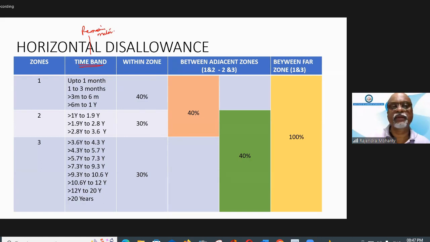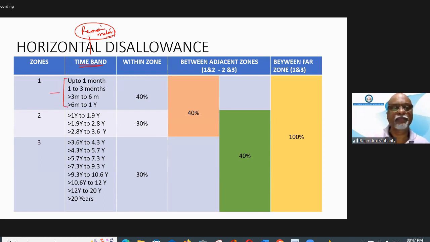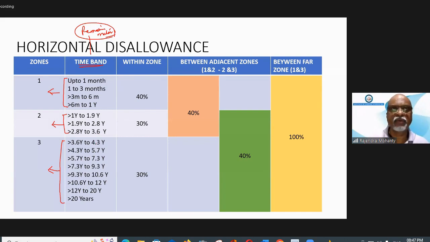Whatever instrument or security you have invested in, you have to fix which time band it belongs to. The first 4 time bands belong to zone 1, the next 3 time bands belong to zone 2, and the remaining 8 time bands belong to zone 3. So these 15 time bands are divided into 3 zones. Zone 1 contains 4 time bands, zone 2 contains 3 time bands, and zone 3 has 8 time bands. You can see the time bands are the remaining maturity this way.